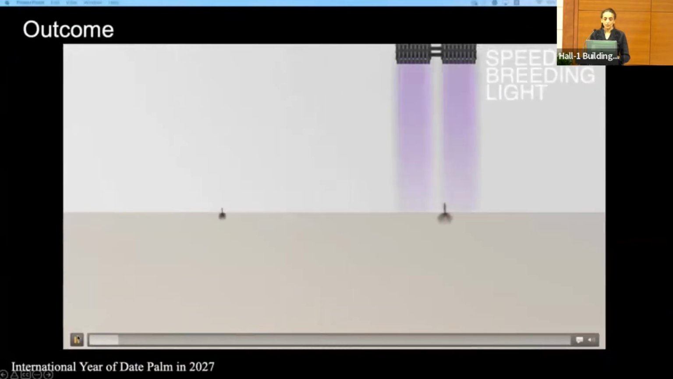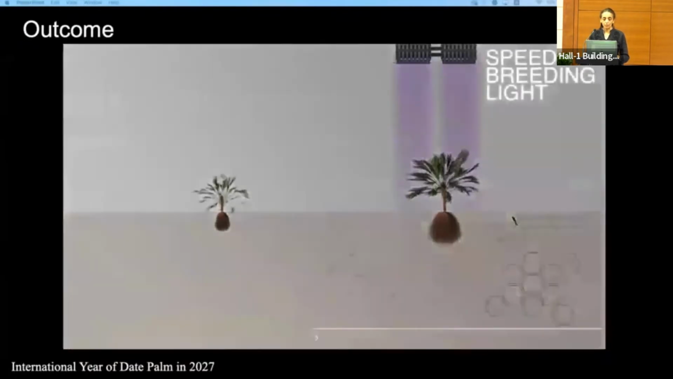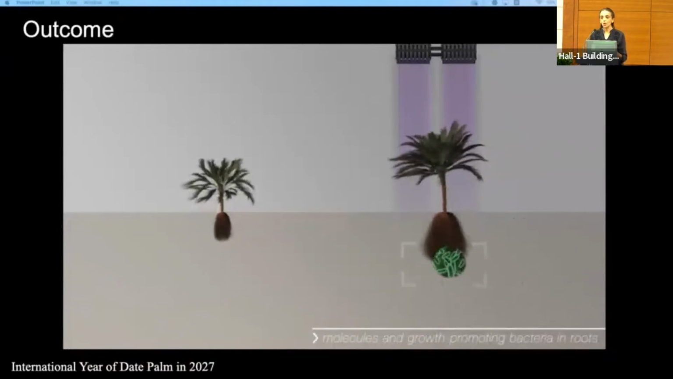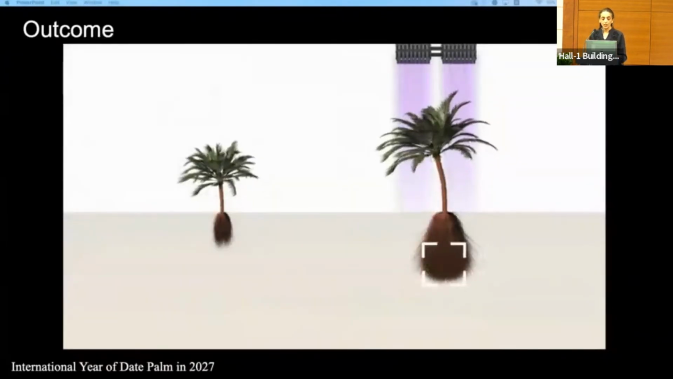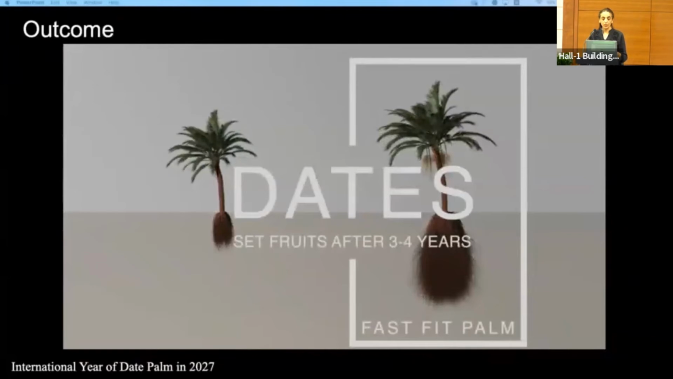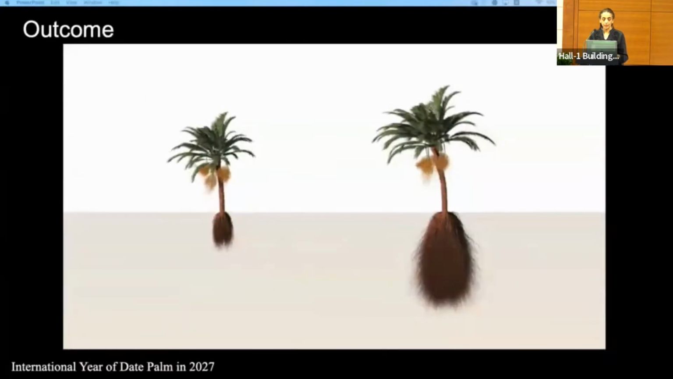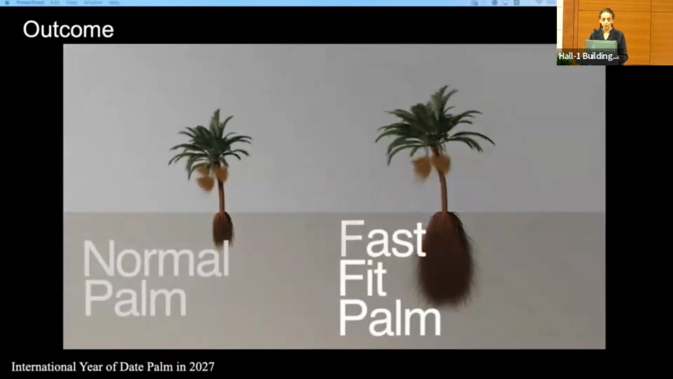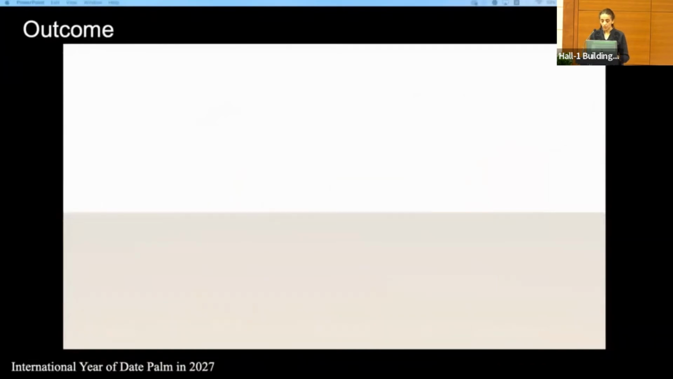And what we would like to achieve at the end is to have a palm, combining all the approaches that I have just told you, that grows faster and makes fruit much earlier, and that can be used for food security, because many people are becoming either vegetarians or vegan. And with the nutritional values of date palm, the dates can be a good substitute for other food.